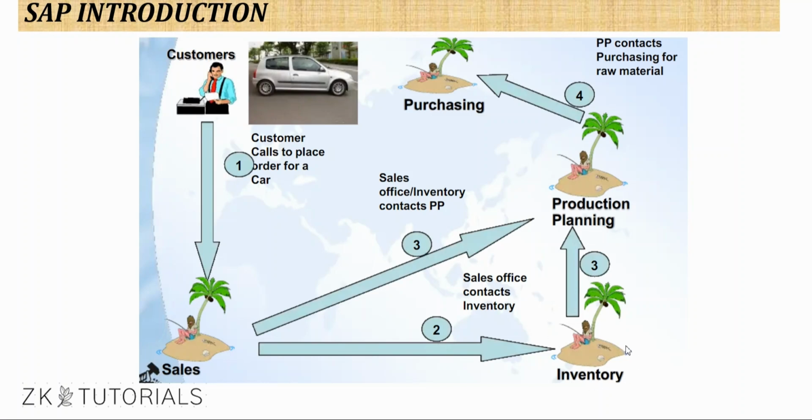Once it is checked and the product is not available, we ask the production department whether they have taken up production of it, because we need the product. If production is ready to start but we don't have the raw material, for example for making a car you need tires, an engine, a bonnet, all these things, then we ask the purchase department to purchase those raw materials.